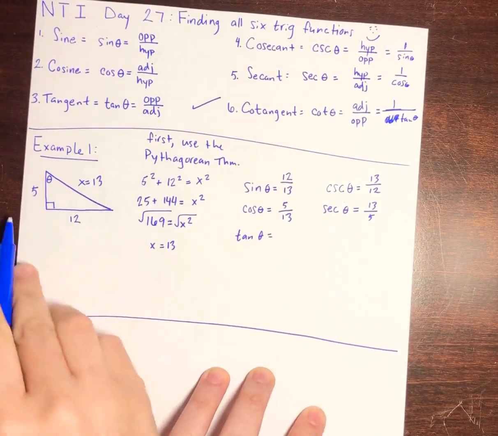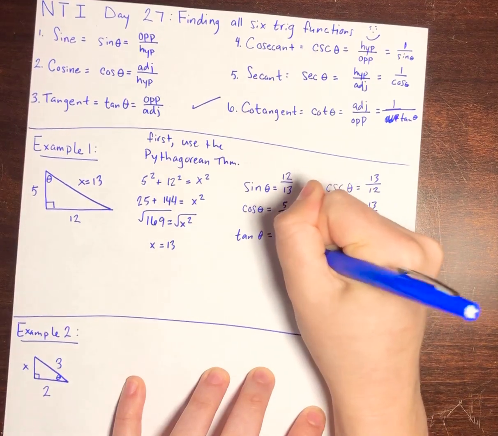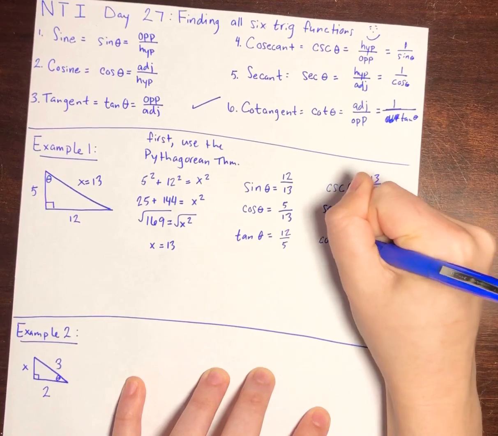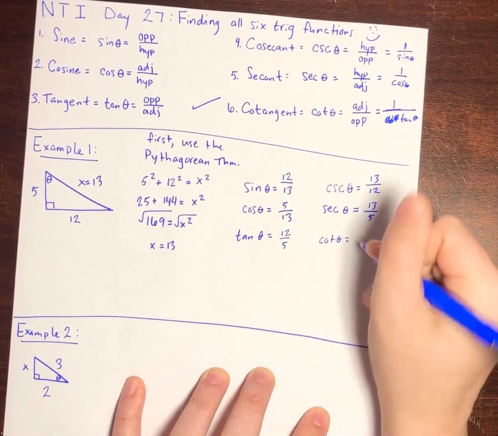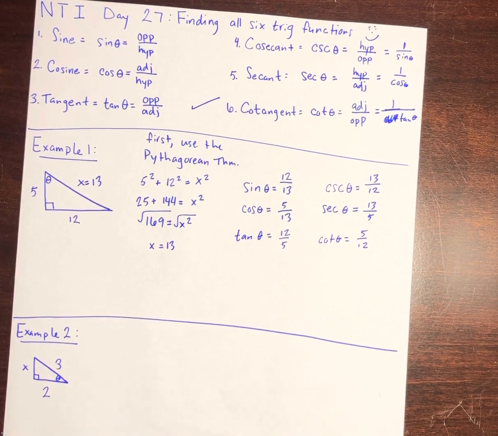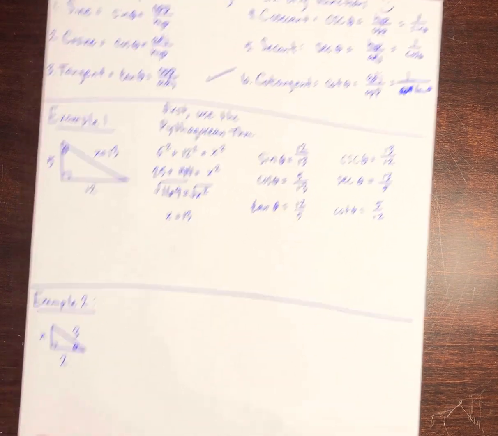So opposite over adjacent, 12 over 5. And then cotangent we'll just flip that fraction, 5/12. Not so bad. If you have any questions, make sure to email me about it or comment on the YouTube video. A lot of this is pretty straightforward, which is why it's a nice unit to learn over video. And then we have a second example, so I'll go over that one as well.